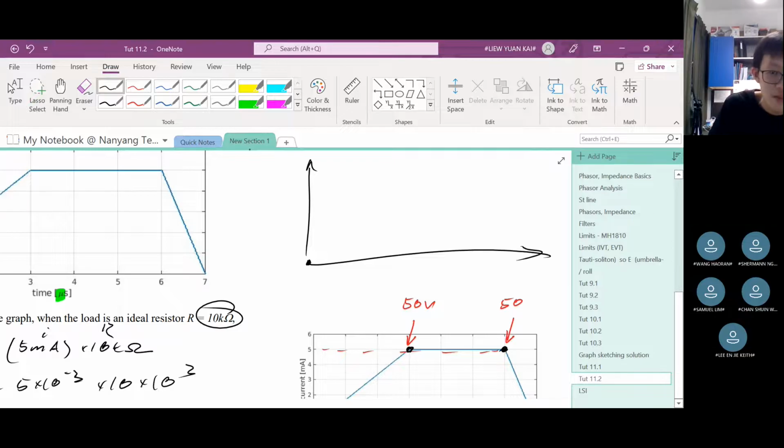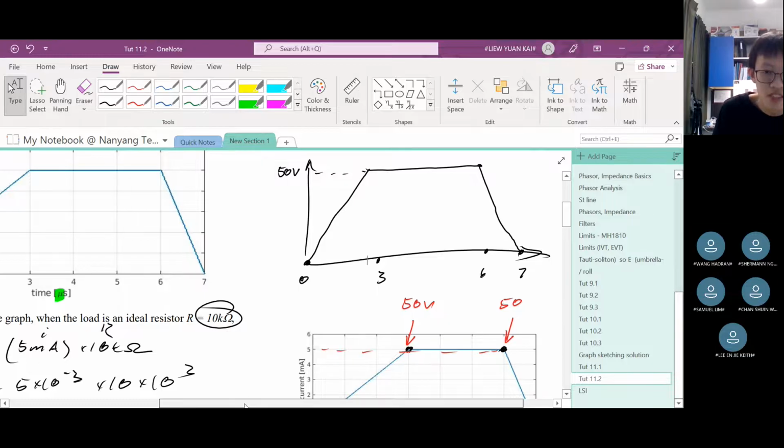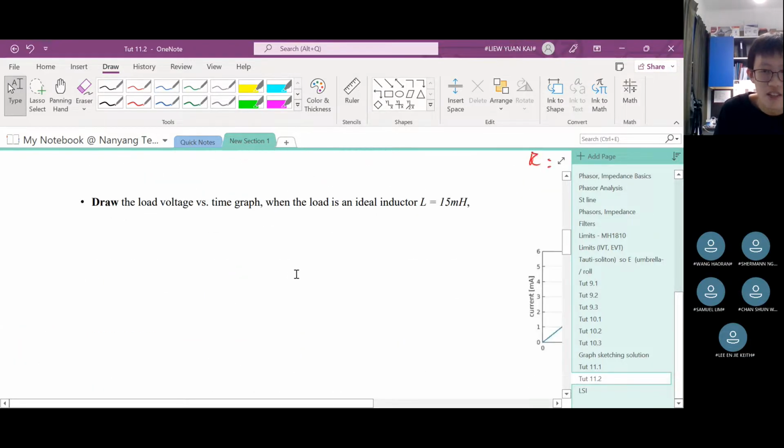Right? It's just the same time: 0, 3 microseconds, 6 microseconds, 7 microseconds. So it starts from the origin, it goes up to 50. So this is 50 volts. Then constant, then goes down back to 0. Okay, so for a resistor, it's quite simple. It's just a scaled version of the current time graph.